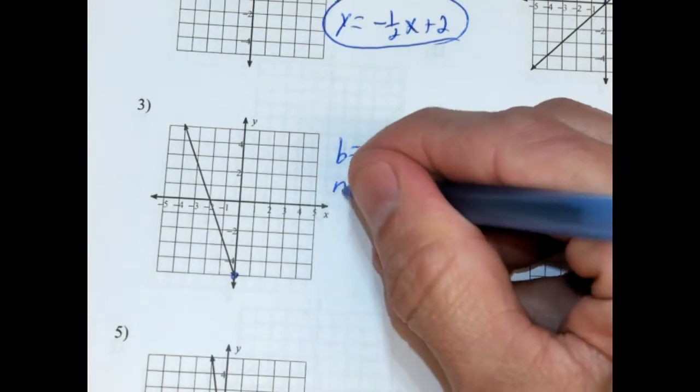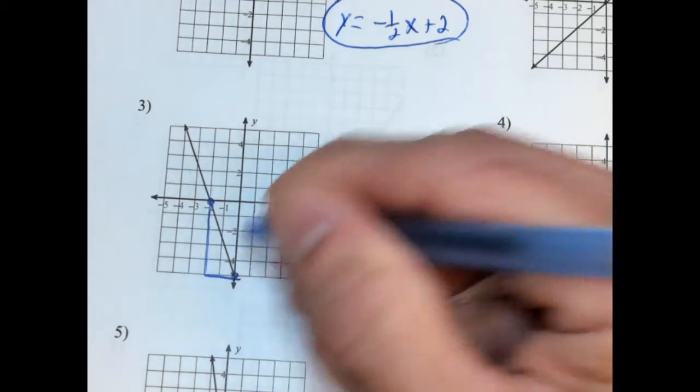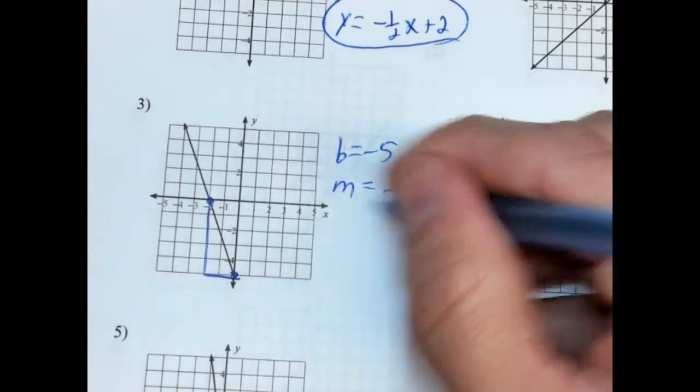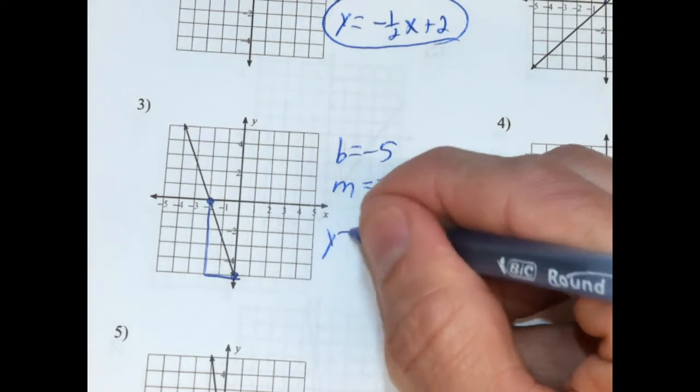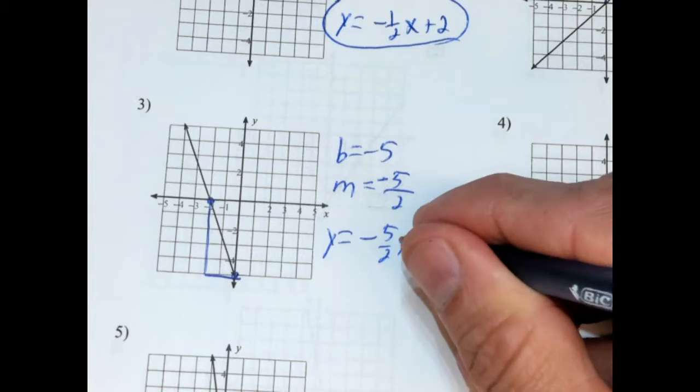Our m, let's see, is right there, so that's our next point. Our vertical change is 5, and our horizontal change is 2, and it's negative because we're going down from left to right, so it's negative 5 over 2. So y equals negative 5 over 2 x minus 5.